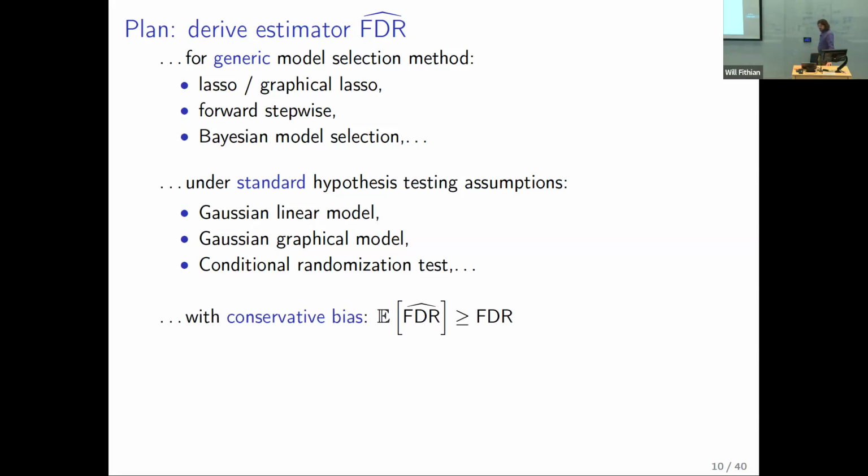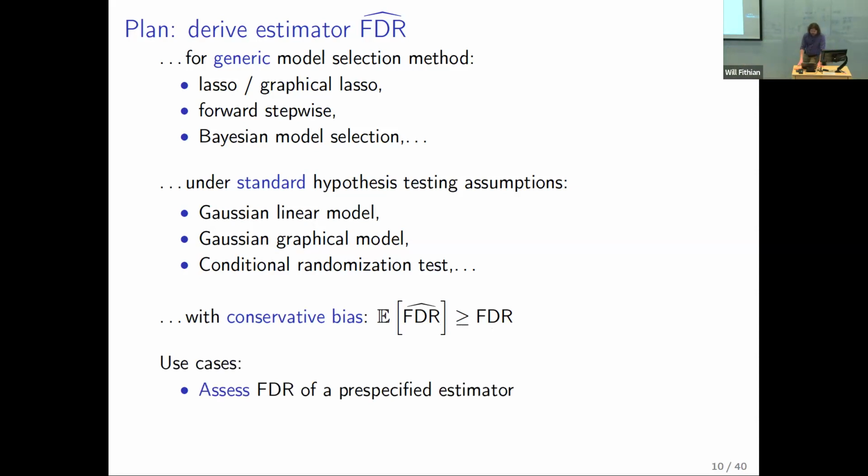So for a general selection method under fairly standard hypothesis testing assumptions, we want an estimator that has provably conservative bias. We'll be able to show that the estimator I'll talk about will have an expectation which is never smaller than the expectation of the true false discovery rate.